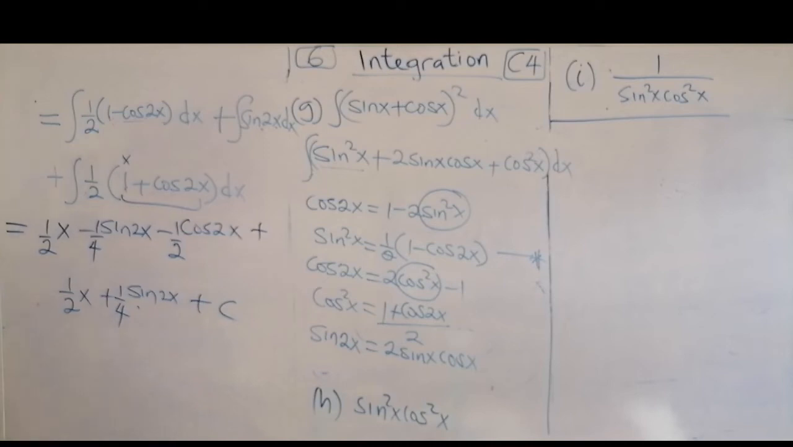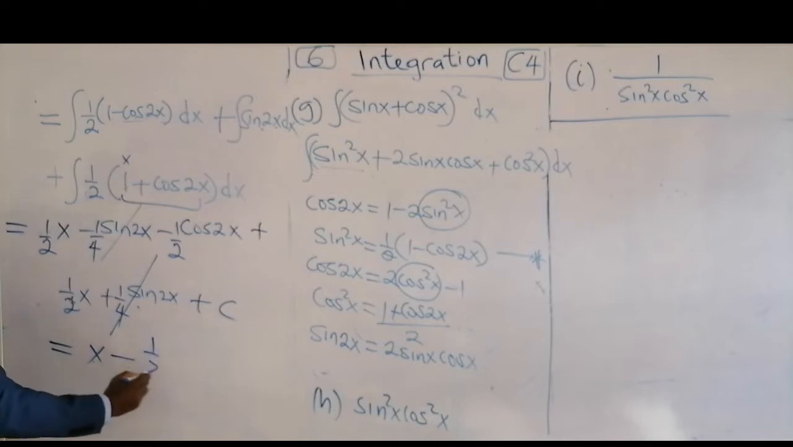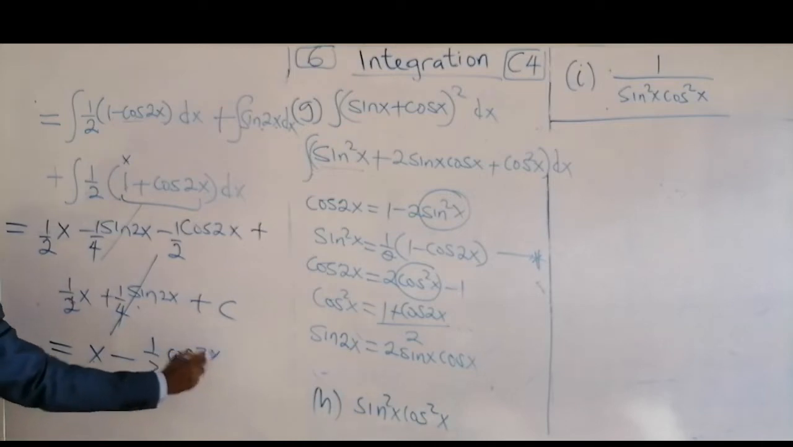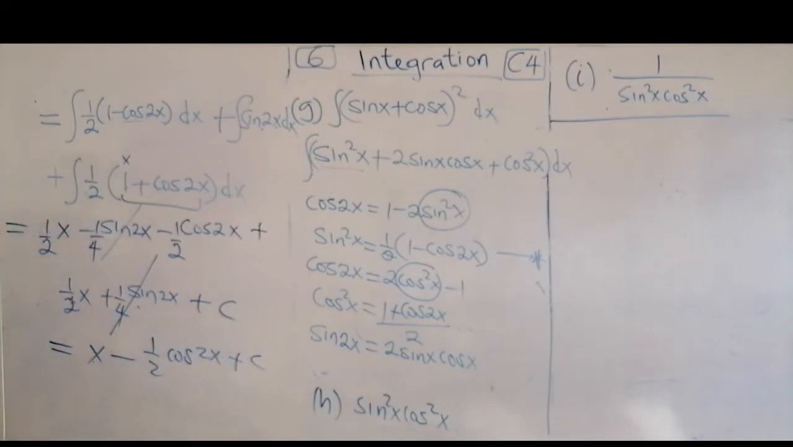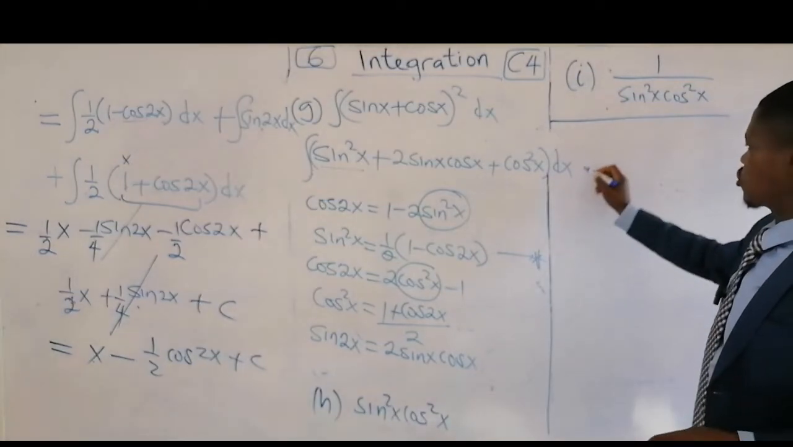And then plus c. Okay? So if you check it now, this and this cancel. This is minus, this is plus. So that will be half x plus half x. That's a single x. Then minus 1 over 2 cos 2x plus c. So that's that on that question. Then we go to question H.